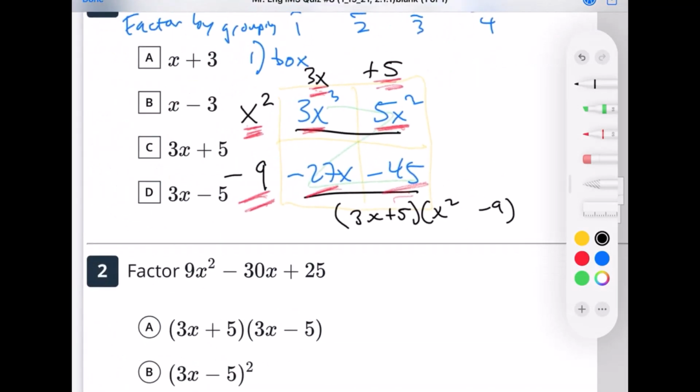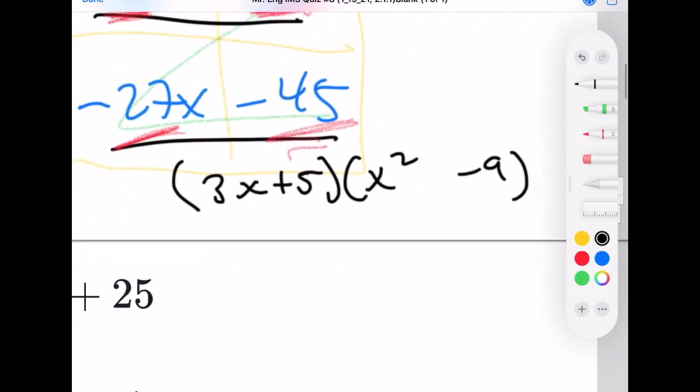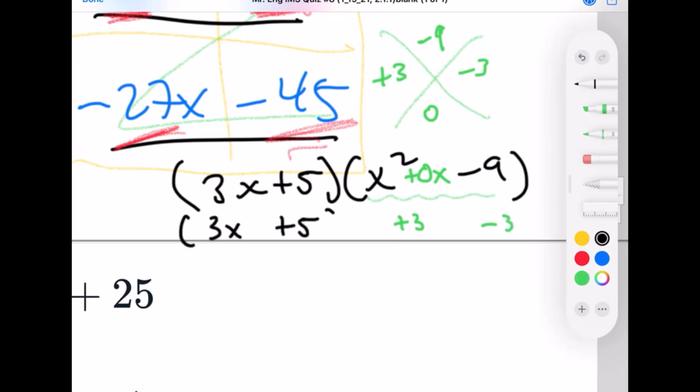Now, if you notice, x squared minus 9 is not any of the choices for number 1 because you have to add a placeholder. And when you do that, here in green, you're going to have to factor again. So a times c would be negative 9. My b value would be 0. My two numbers are 3 and negative 3. Okay, so this would leave us with 3x plus 5 and x plus 3, x minus 3 is our answer.